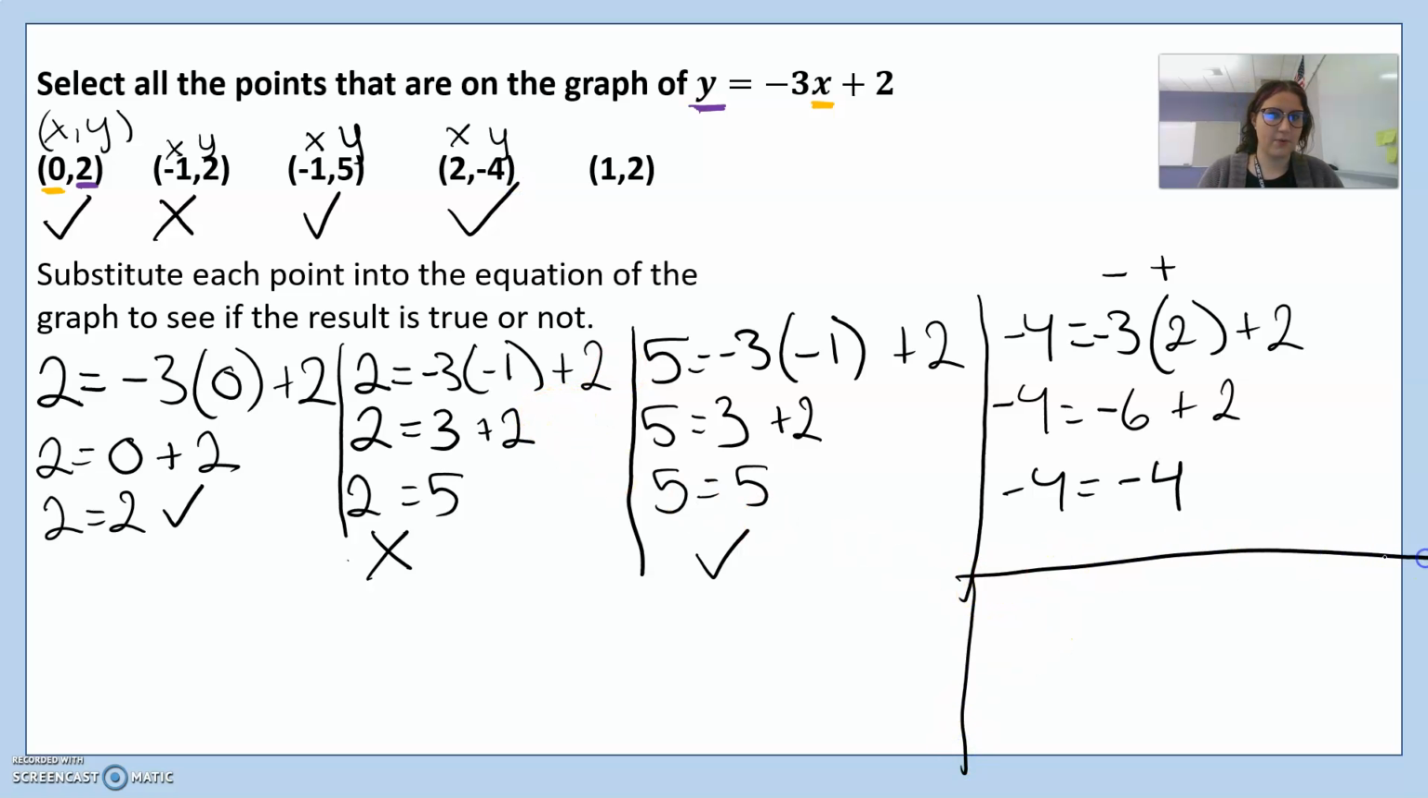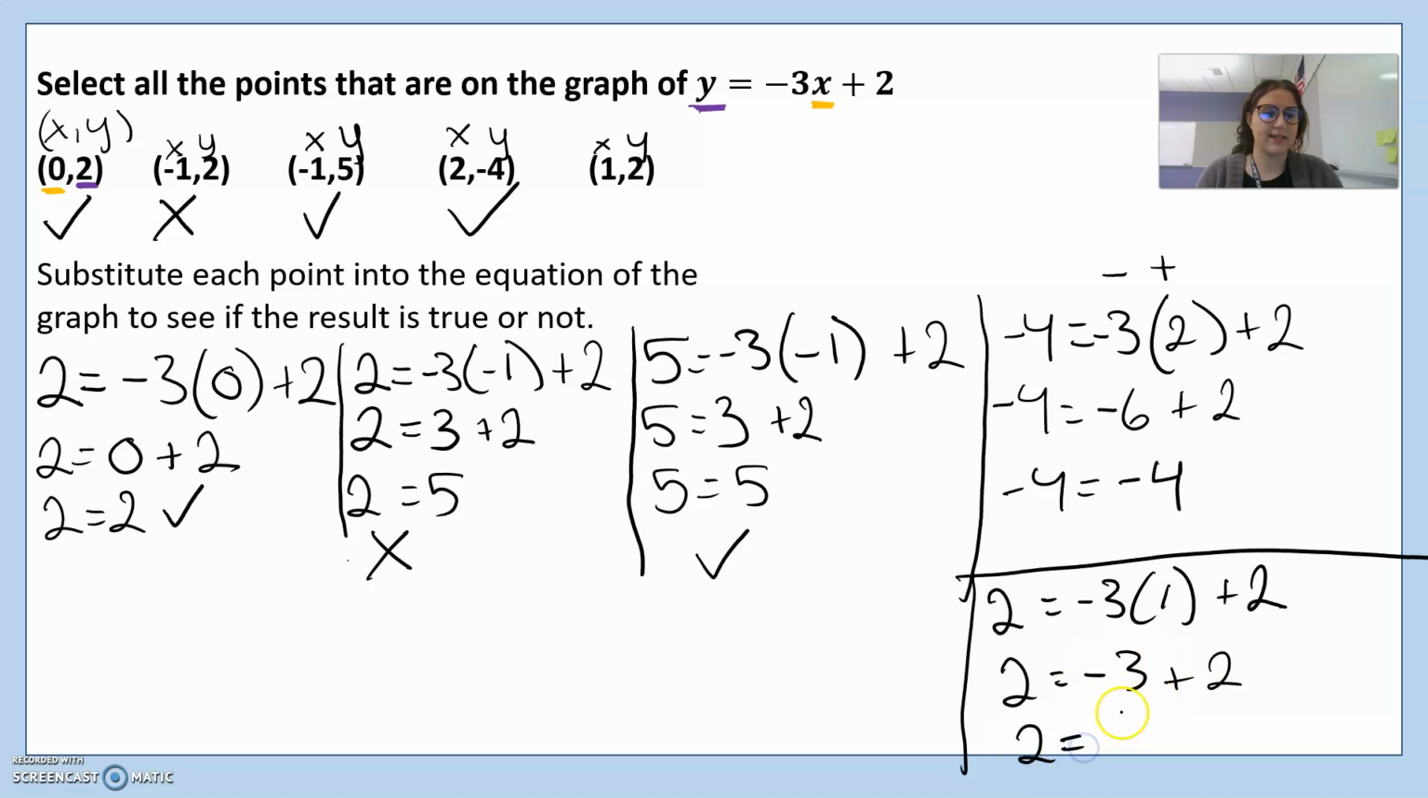All right, I've got 1 point left. I'll do it at the bottom. Here's x, here's y, plug it in. So y is 2 equals -3 times 1 plus 2. 2 equals -3 plus 2, or 2 minus 3 is -1. So that's not true. So this point is not on the line. So the 3 points that I checked off are the points that are on the graph.